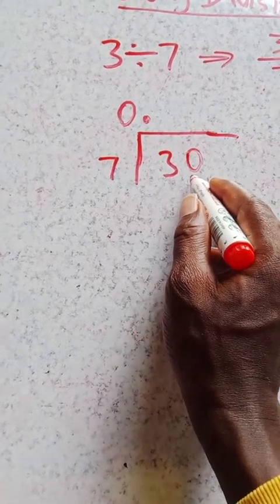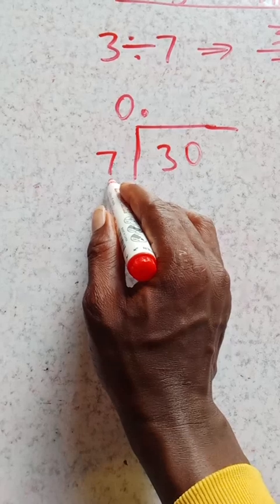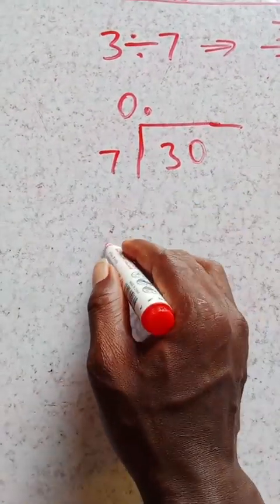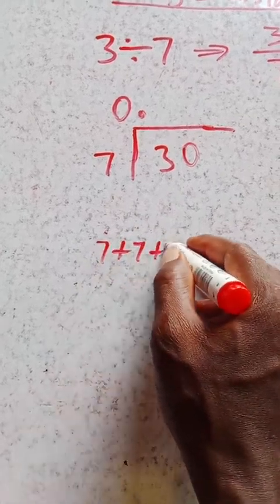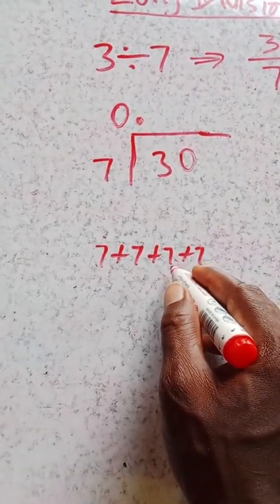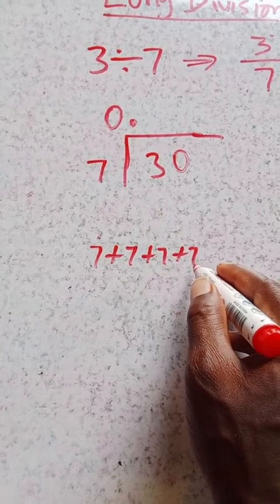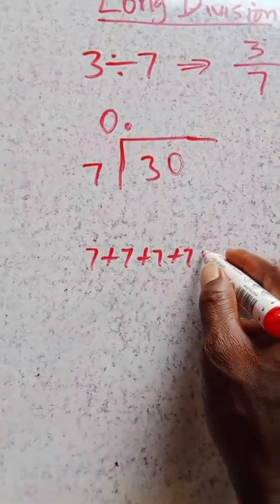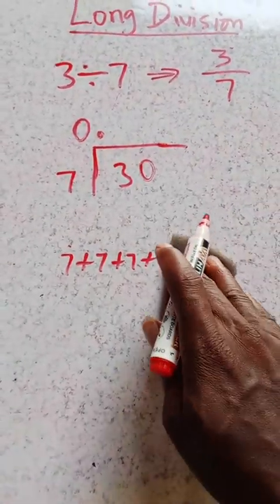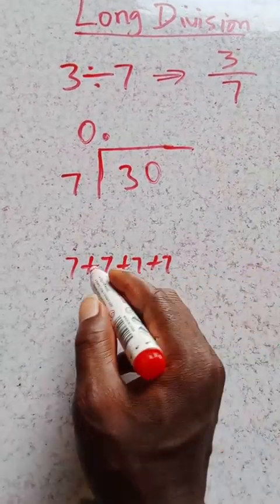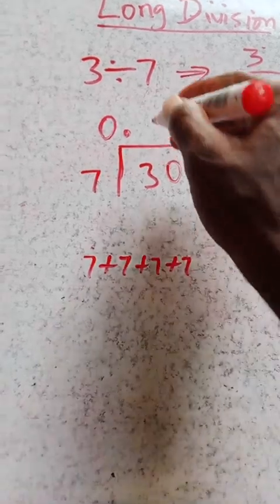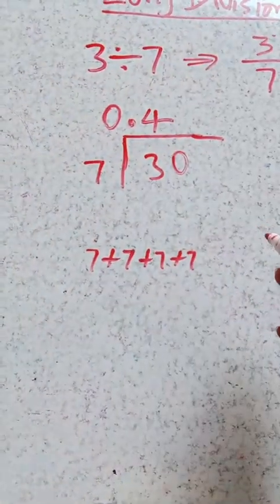So you say 30 divided by 7. 30 divided by 7 means how many times is 7 going to appear in 30? Okay, I know 7, 7, 7, 7. This is going to be 14. 14 plus 14 is going to give you 28. When you put another one, it will be more than 30, so we don't need another one. So 7 will appear in 30 4 times. Okay, so it's going to give you 28. 7 appears 4 times in 30.